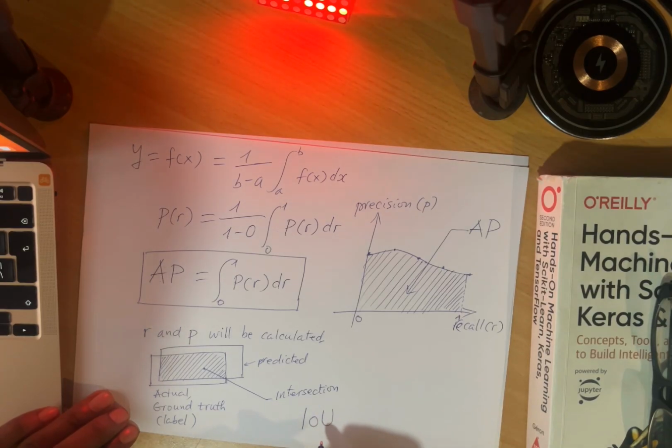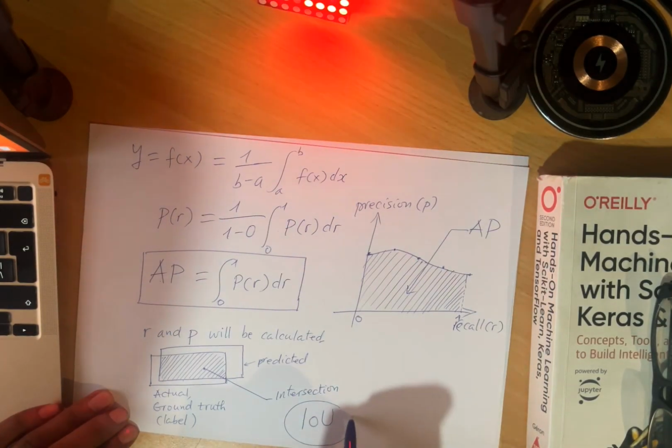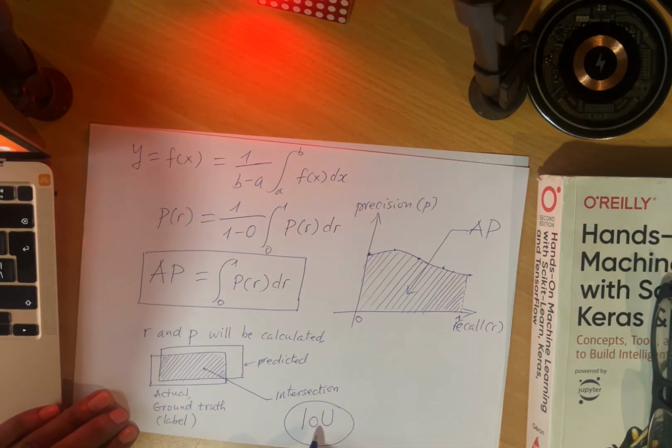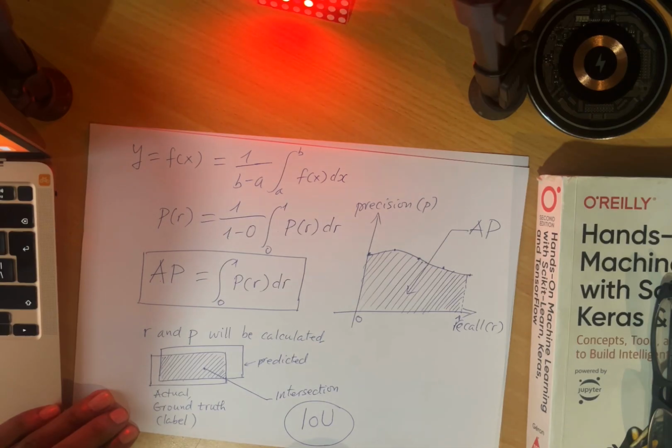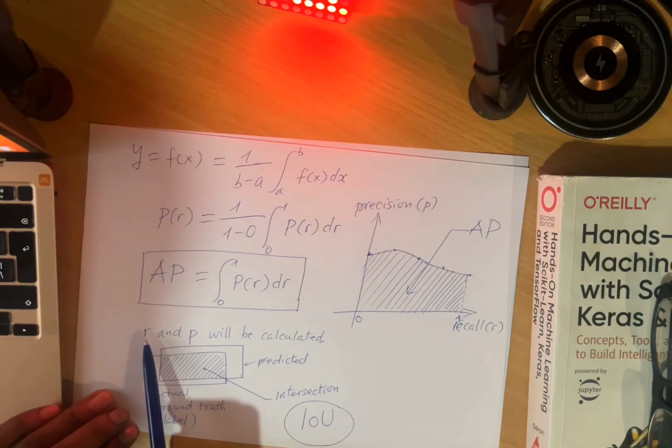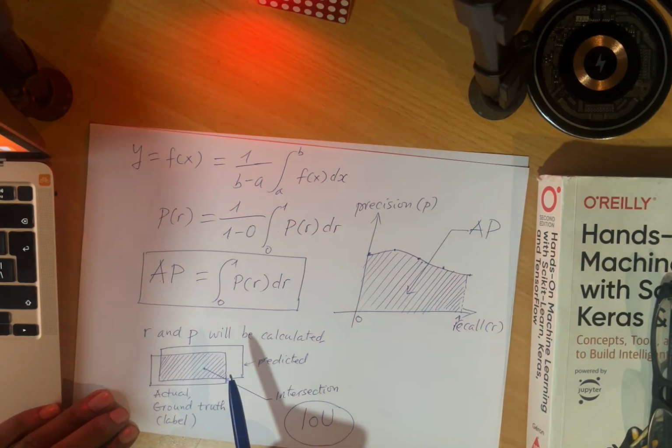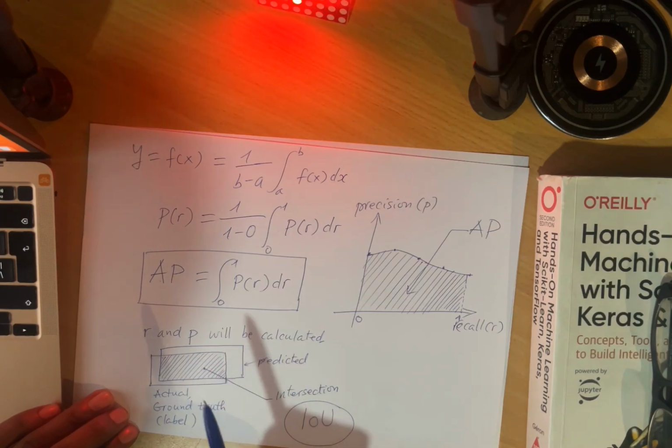In the next video, I'll discuss more about IoU, intersection over union. Today, let's focus on AP, and let's make some calculations. Let's come up with an example of how we can calculate the AP based on recall values and precision values.